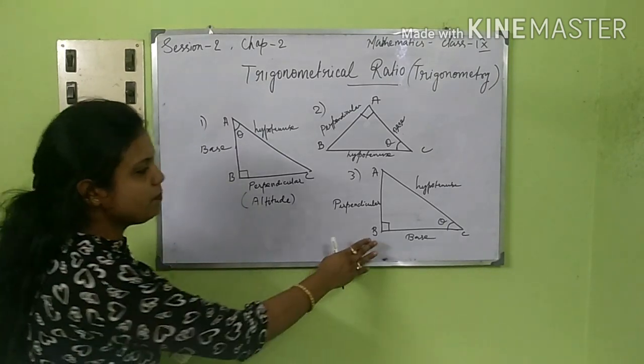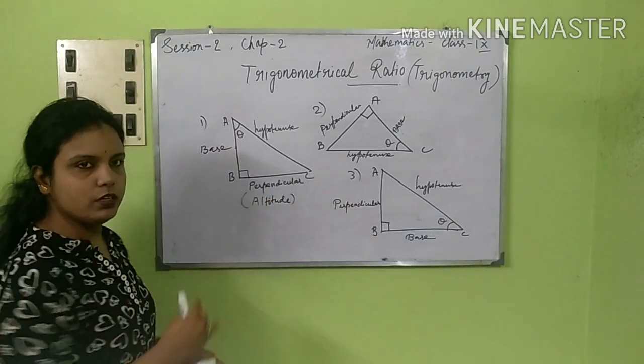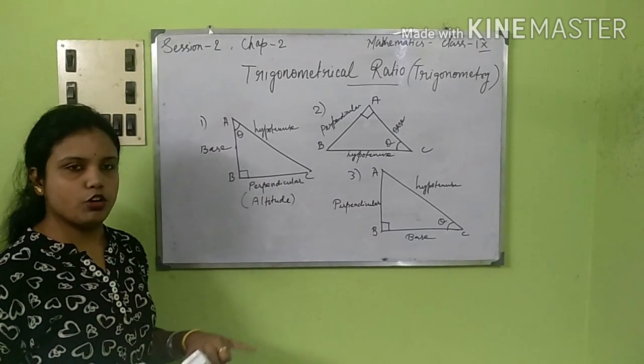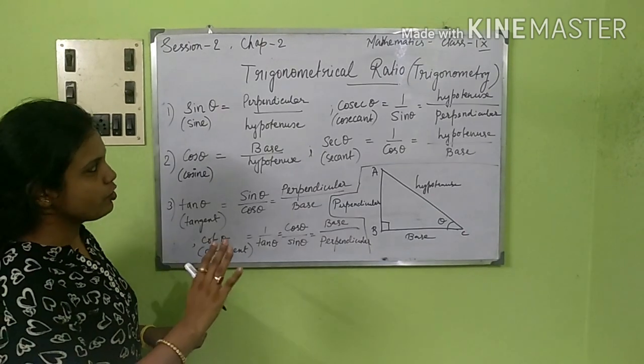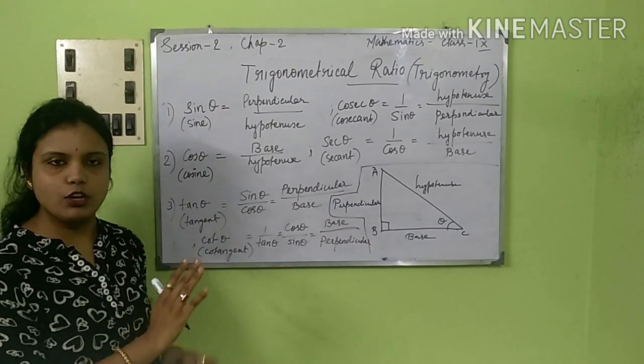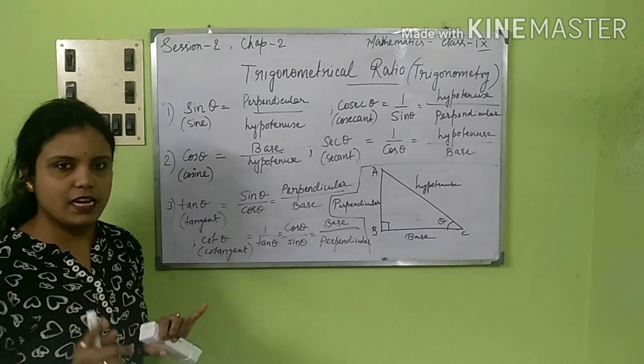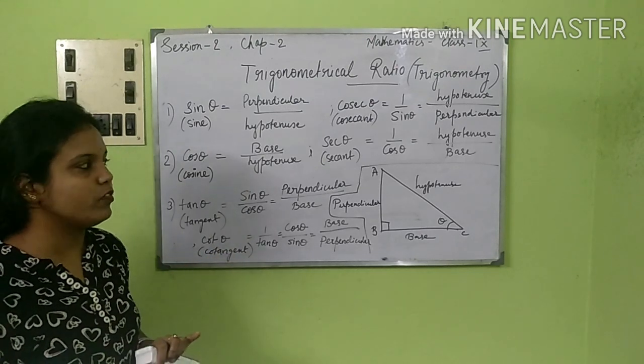I'm keeping this triangle for later, to denote the other ratios. Now I have written all the trigonometrical ratios here. It might look quite clumsy, but still I'll make you understand. You won't have any problem with this.